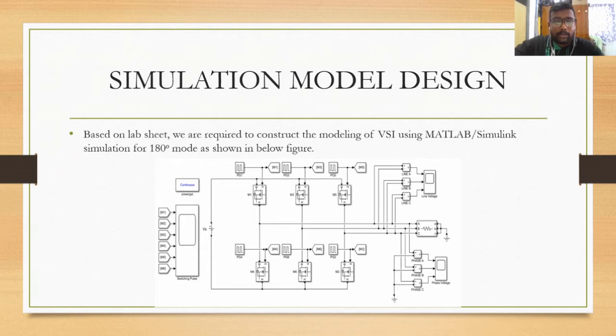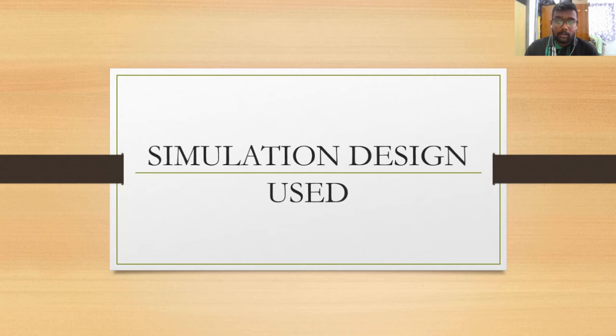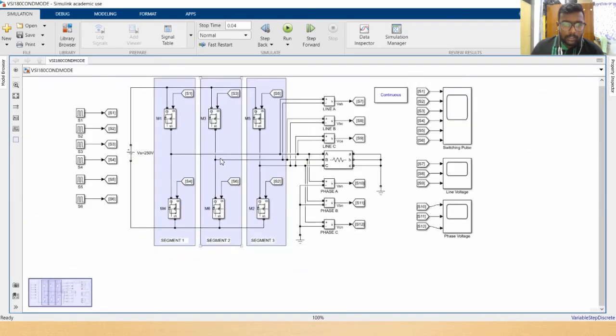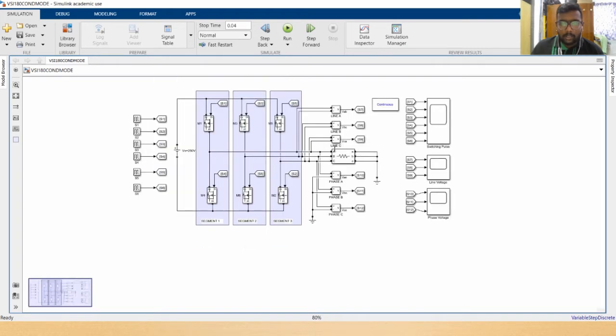Based on the lab sheet, we are required to construct the modeling of the VSI using MATLAB Simulink simulation for the 180 degree mode as shown in the figure below. So the simulation design we use is this. Let's jump straight into the simulation. This is the simulation that I did for this 180 degree conduction mode.